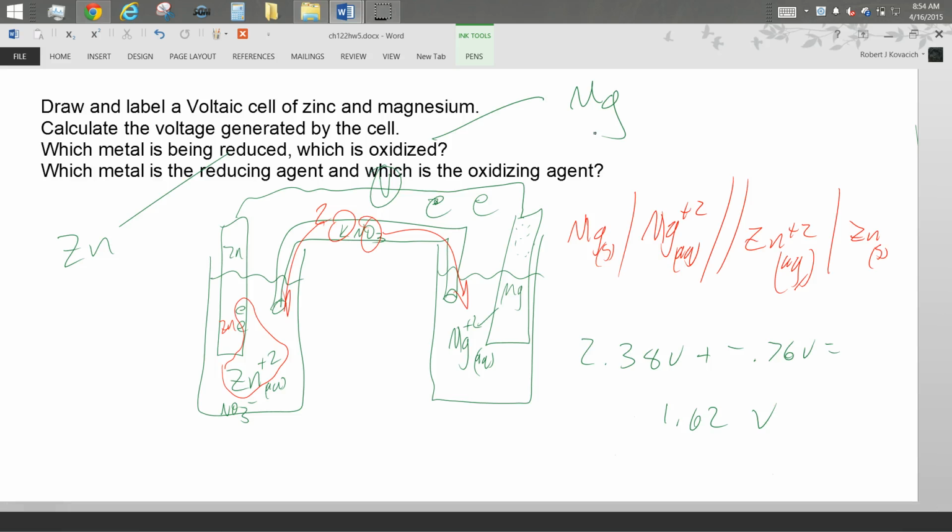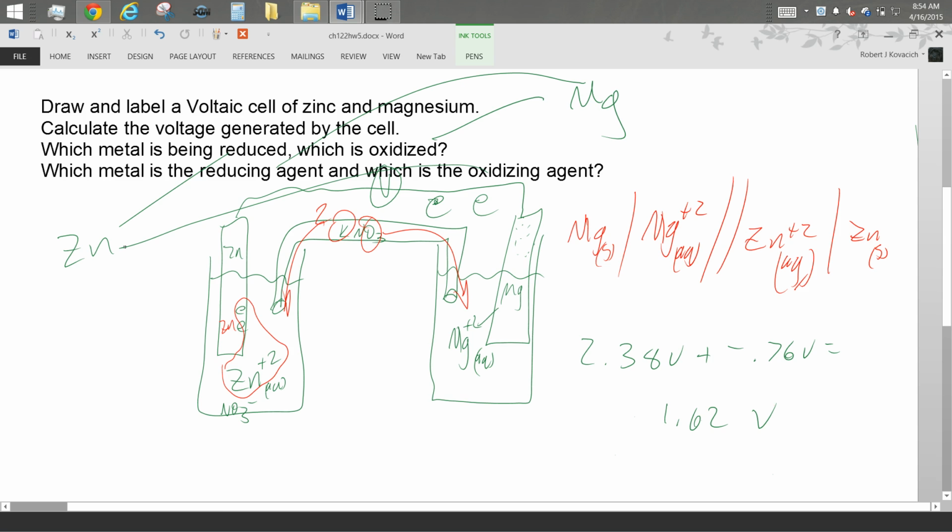And these other 2 terms. What's the reducing agent? The magnesium. It's the thing that's doing the reducing. The magnesium is the thing that gave the electrons to the zinc to allow it to be reduced. So the magnesium is my reducing agent, and my zinc is my oxidizing agent. Because what did the zinc do to the magnesium? It oxidized it.